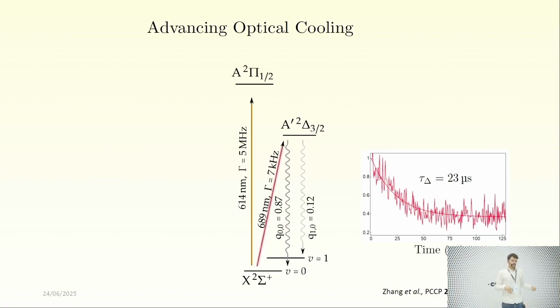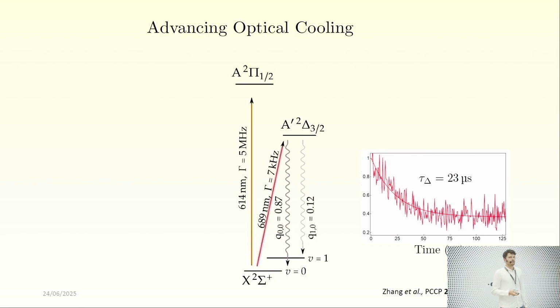Yttrium monoxide is again a little bit special. We have a low-lying delta state which lies below the first excited pi state. This is a metastable state, with a lifetime of around 23 microseconds, which was measured previously. This is in principle an ideal candidate for narrow-line laser cooling, where we have a narrow-line transition to it.